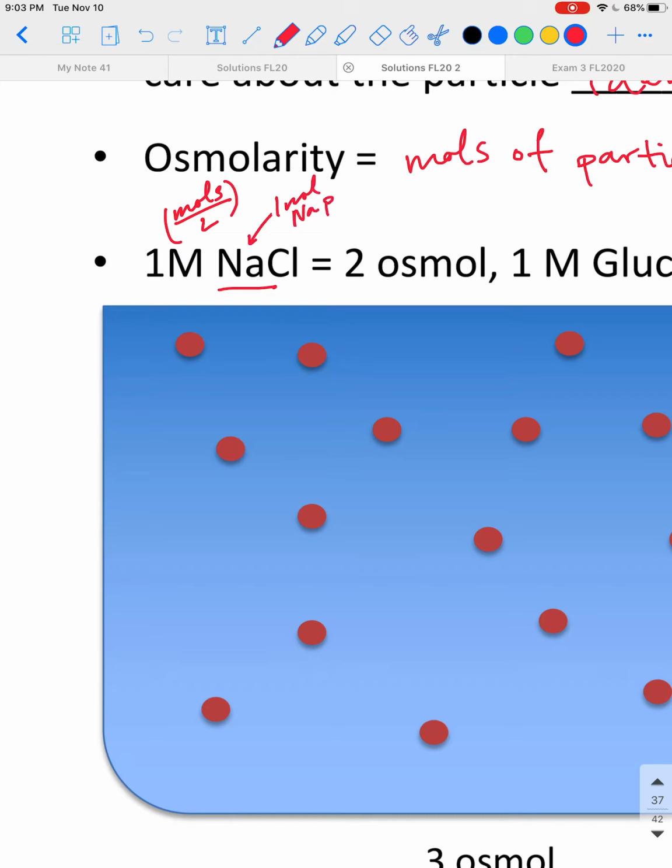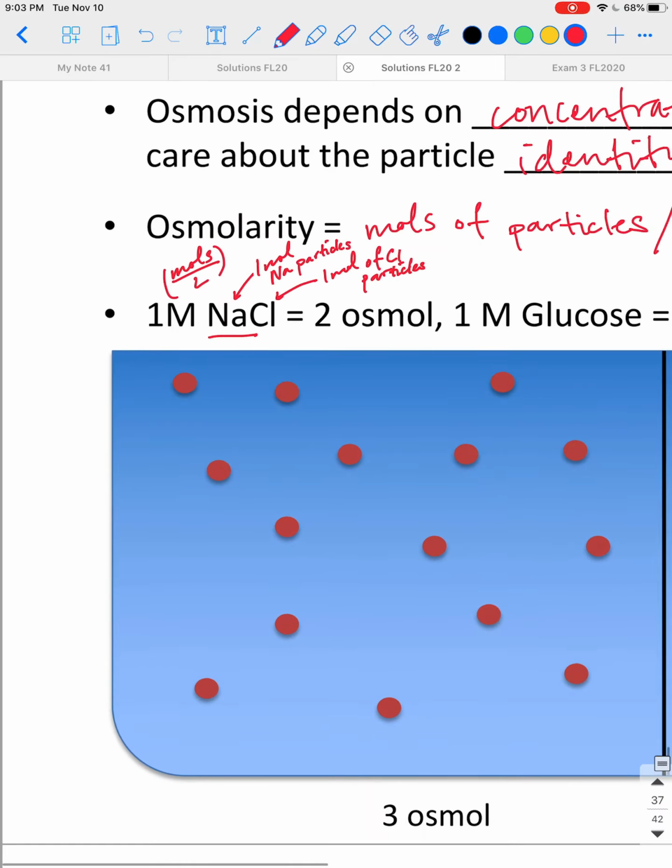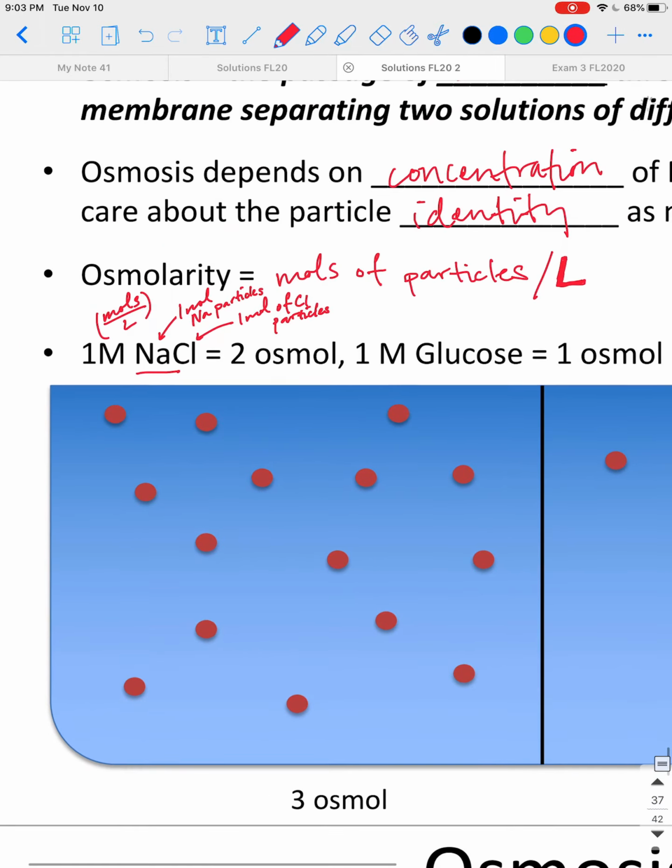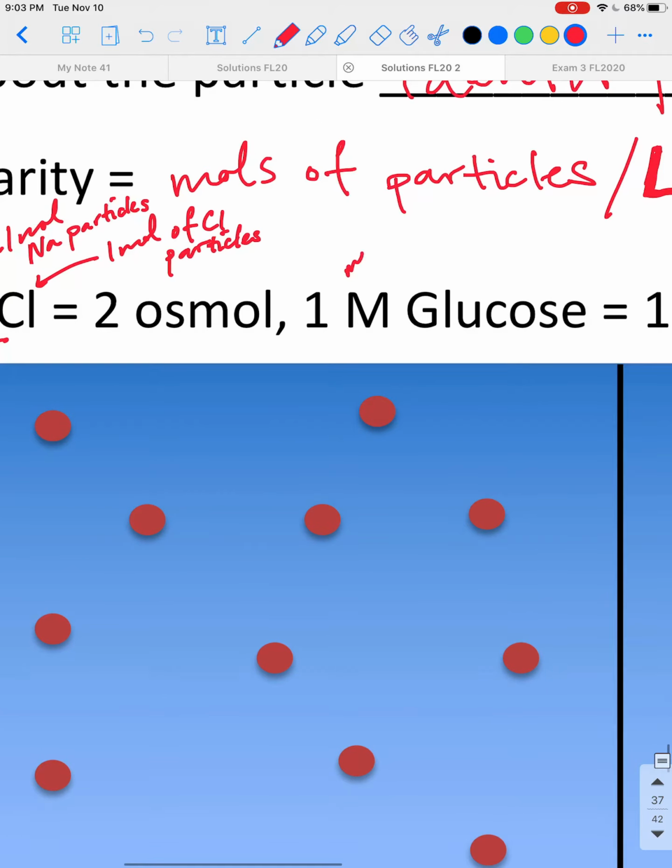How did we get that? Well, because we have 1 mole of sodium particles, and we also have 1 mole of chloride particles. Remember, we don't care that it's sodium and chlorine anymore. We just call them particles. So we have 2 moles of particles. That's why it's 2 osmoles per liter.